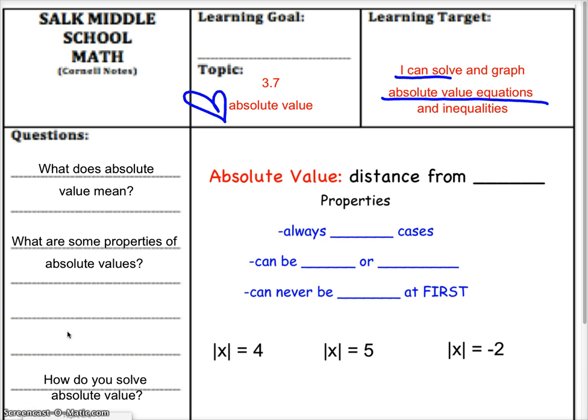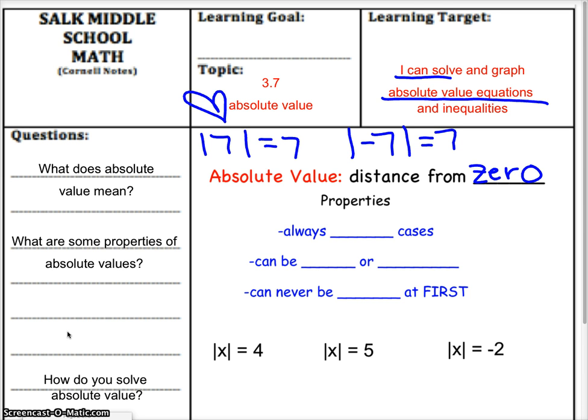What does absolute value really mean? When I say, what's the absolute value of 7? What do you say it is? 7. So how do you know it's 7? What are you thinking in your brain? How far away from 0, right? So I say the absolute value of 7, how far away is 7 from 0? It's 7. The absolute value of negative 7, how far away is that from 0? 7. Absolute value means distance from 0. Do you remember that? Yes.